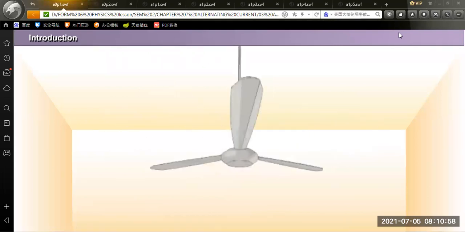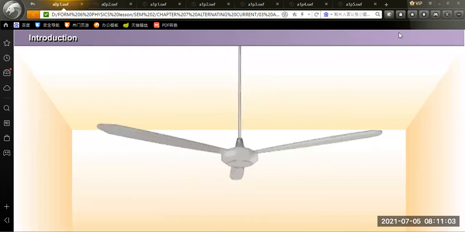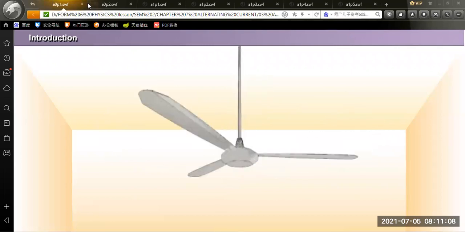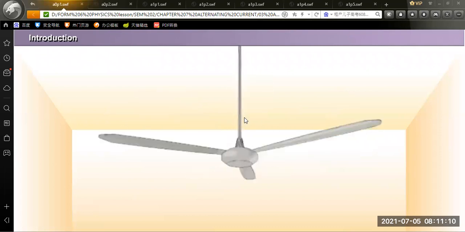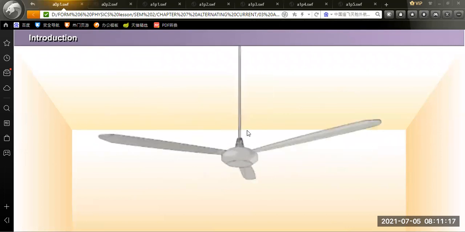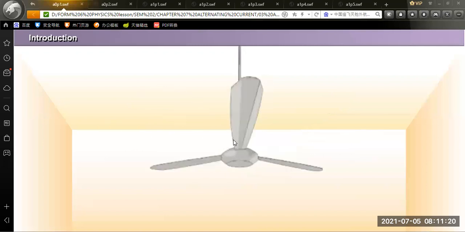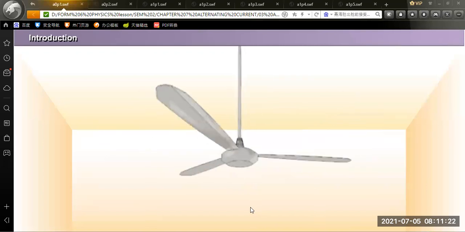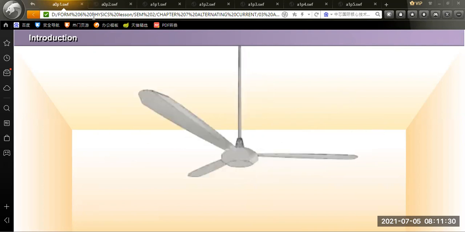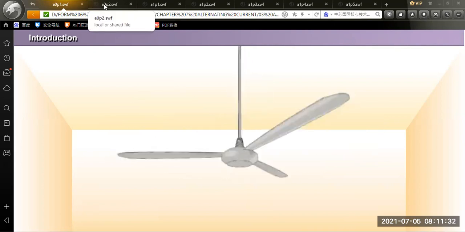Welcome back to Mr. Lee's physics class. Today we will learn about capacitance. Look at the slide. The slide shows a ceiling fan that is turning. Actually, inside the ceiling fan circuit, somewhere there will be a capacitor. What is the function of the capacitor? That is what we will learn in today's lesson.